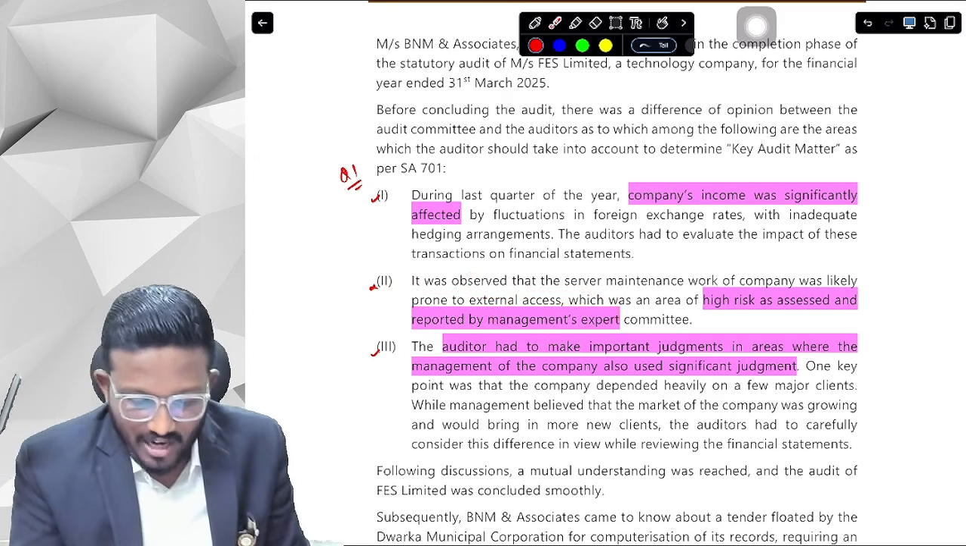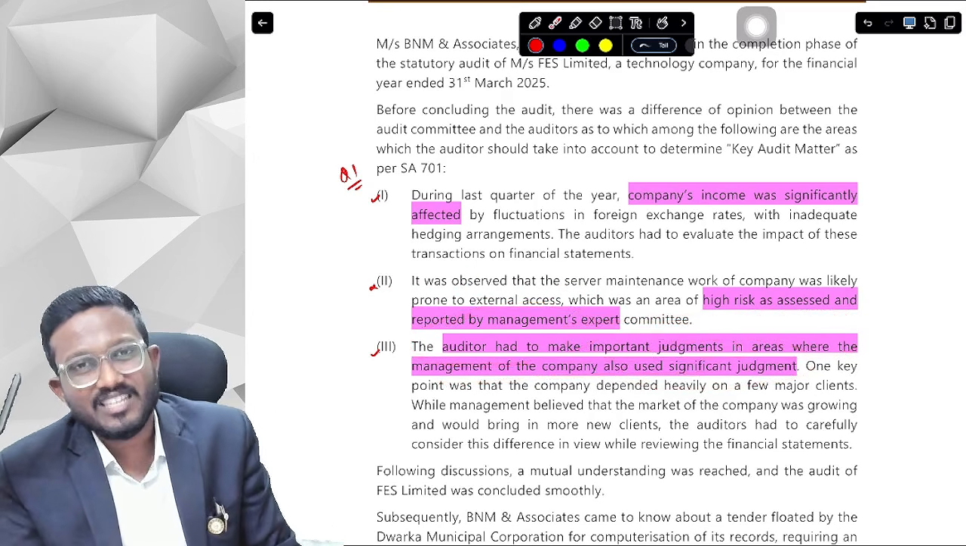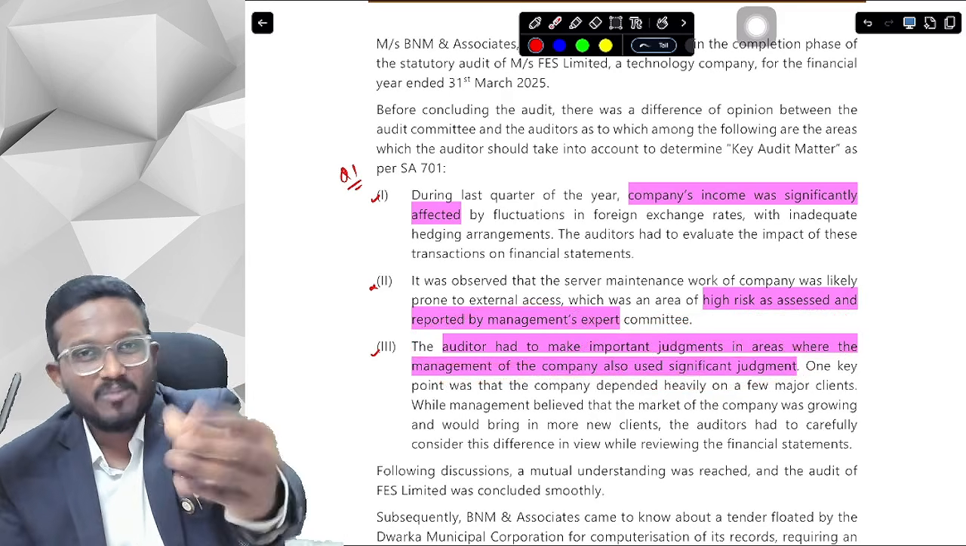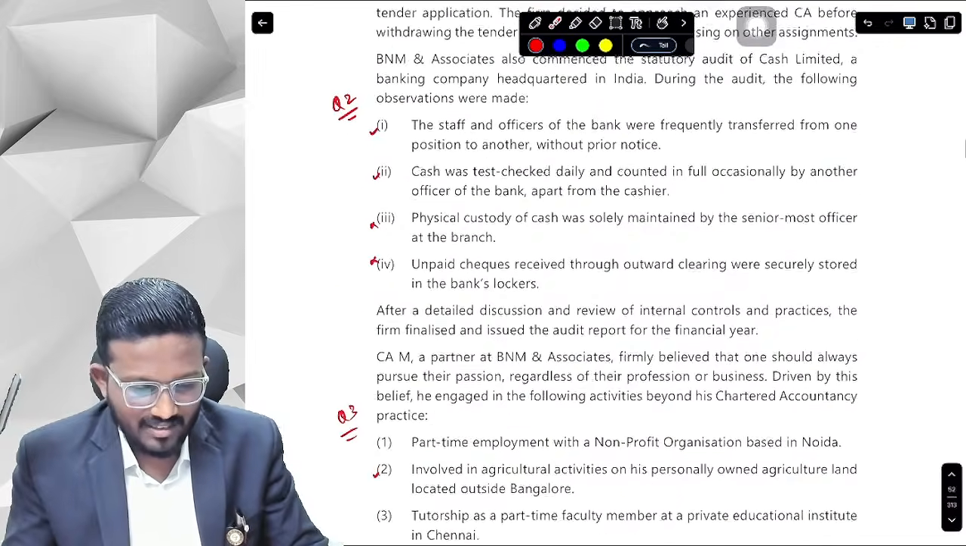And the last is the auditor had to make important judgment where the management of the company has already made significant judgment. Significant judgments where auditor and management make is a CAM. So here it will be CAM. So 1 and 3 will be CAM. Here we will report that 1 and 3 are CAM.